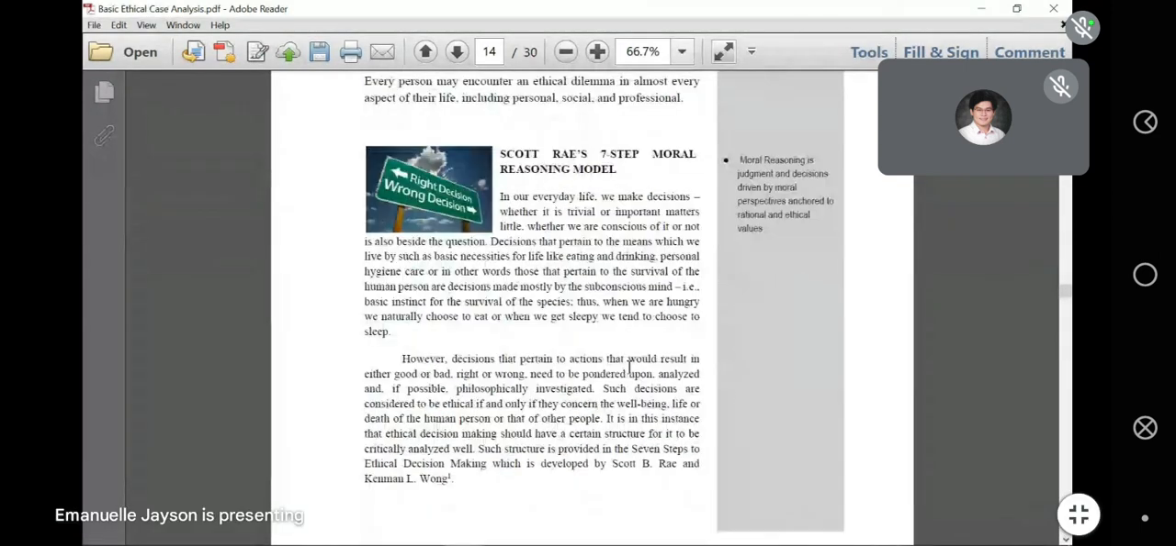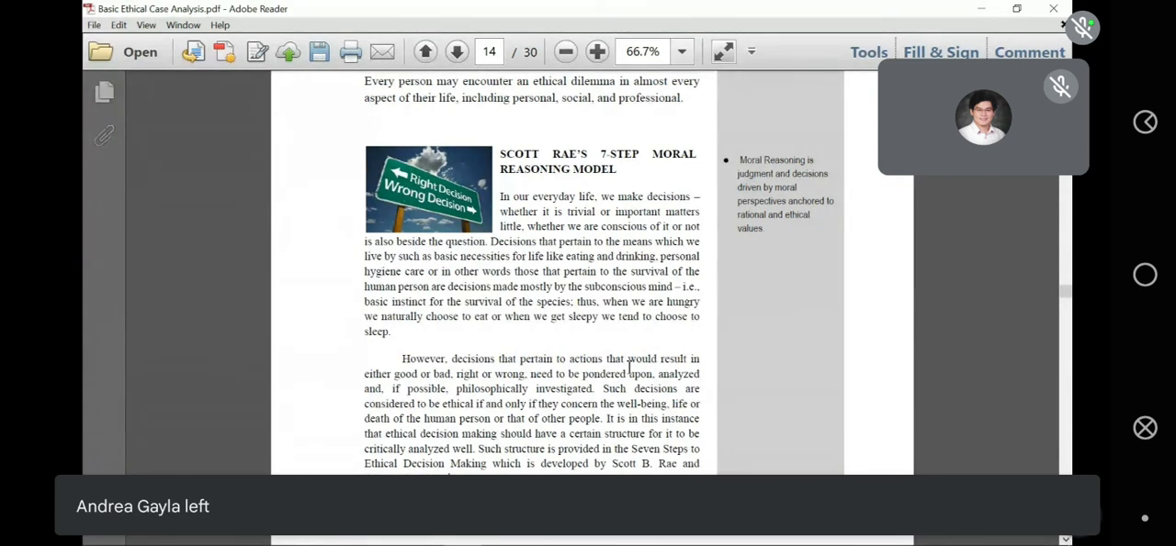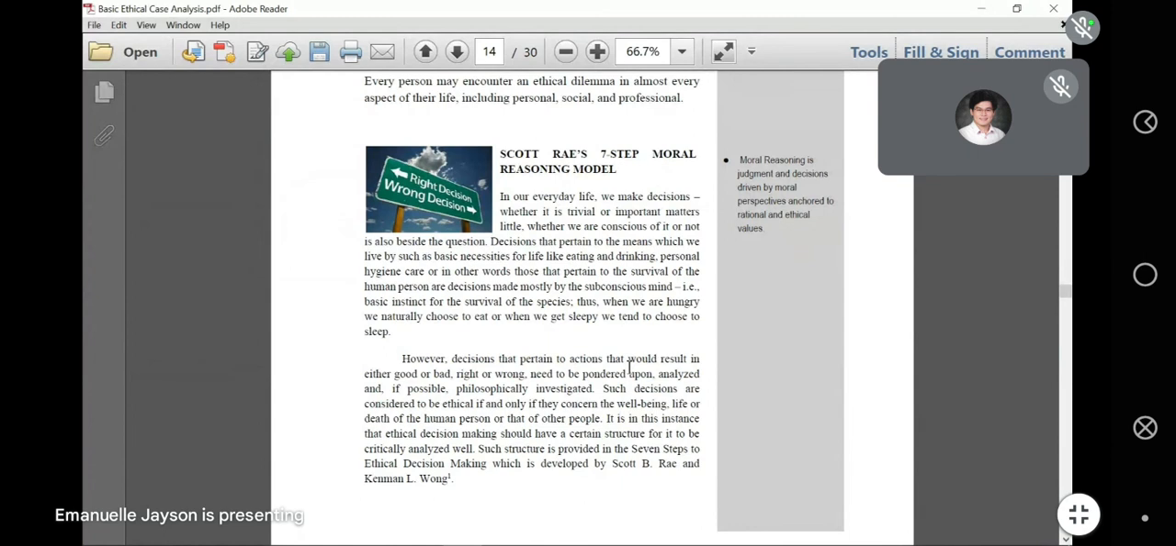Right? So let's go now to the 7-step moral reasoning model. So this is Scott Ray's 7-step moral reasoning model. So in our everyday life, we make decisions, whether it is trivial or important matters little. Kung gaano man kalit yan, it's still a decision. No? Whether you choose to wake up in the morning, whether you choose to get up out of bed, that's still a decision. Whether we are conscious of it or not is also beside the question.